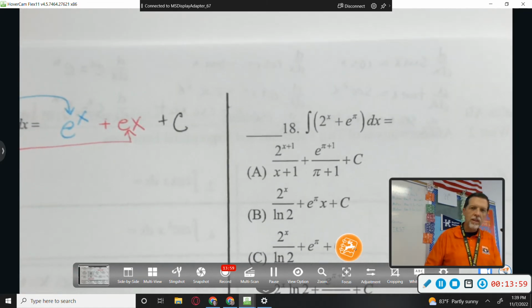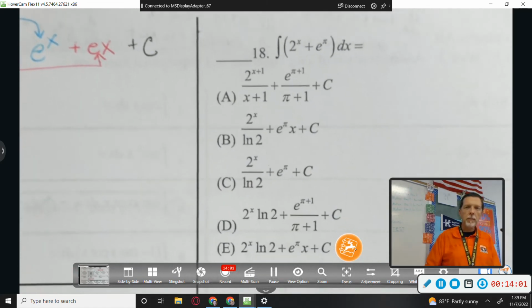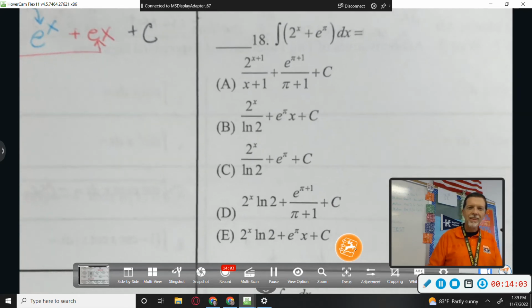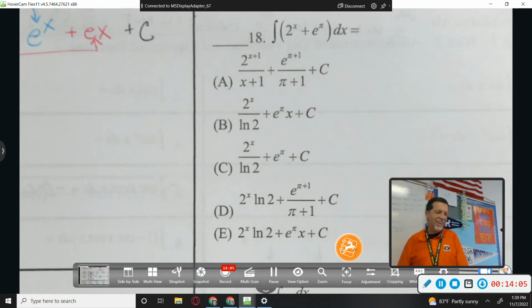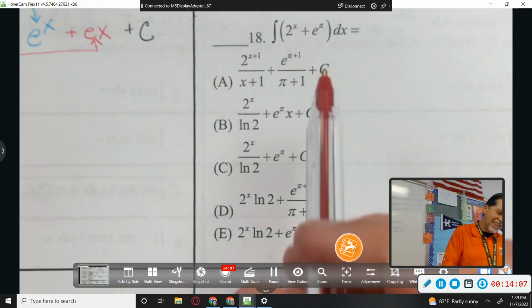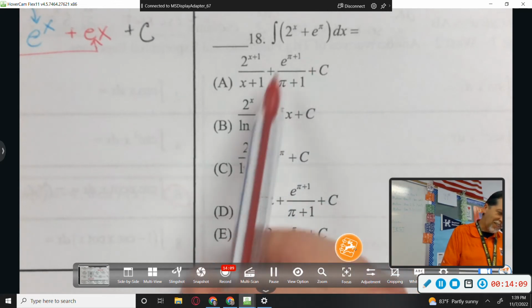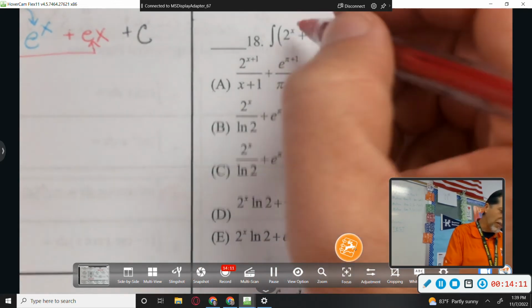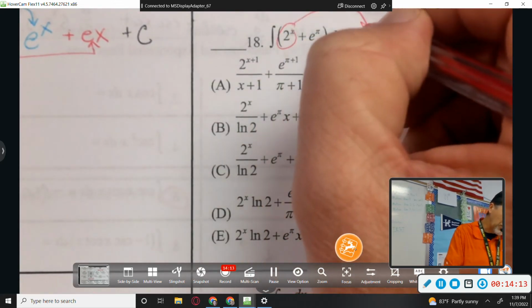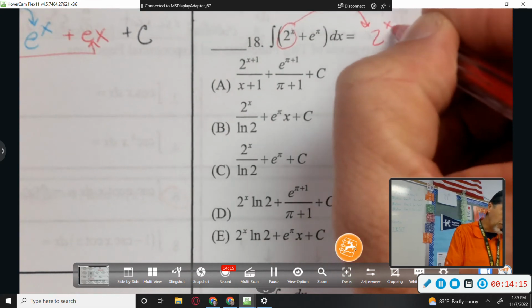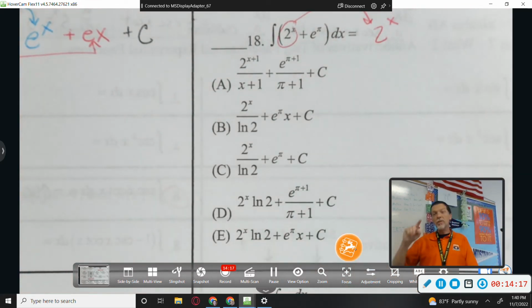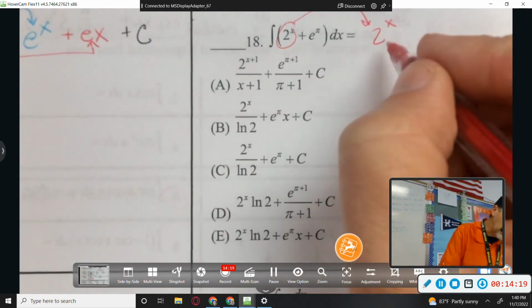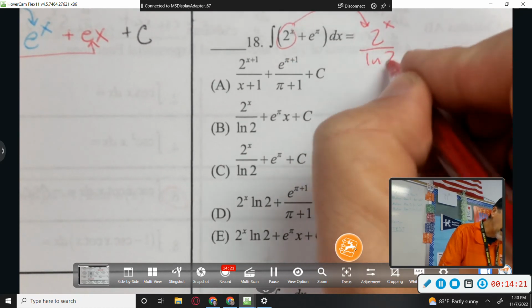Number 18. Some wild answer choices there. I think it's b. Let's see. You think it's b, because the antiderivative of 2 to the x, let's go one piece at a time here, is 2 to the x. When we take a derivative, we multiply, so when we antiderivative we divide by natural log of 2.